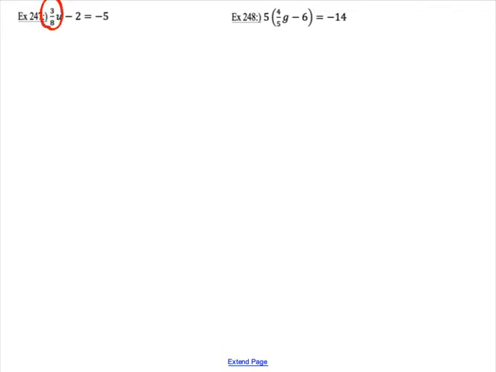We've got to get rid of that negative 2. Let's add 2 to both sides. And this leaves us with 3/8 u equals negative 3. Negative 5 plus 2 is negative 3. Okay, we have the variable term by itself. Now we need to make the coefficient equal to 1. To make a 3/8 into a 1, since we're dealing with a fraction, we're going to want to use multiplication by the reciprocal.